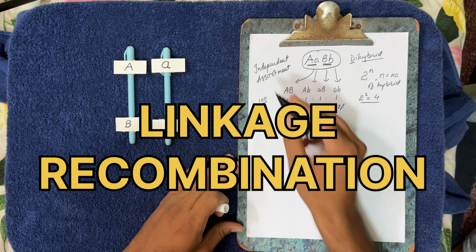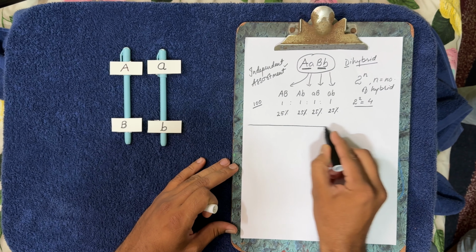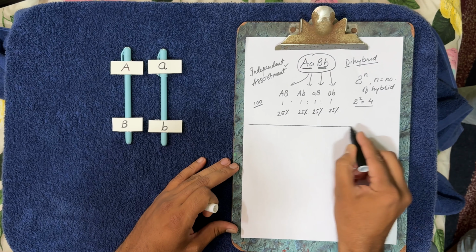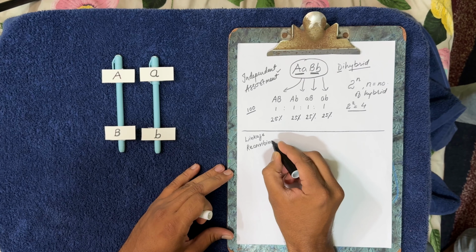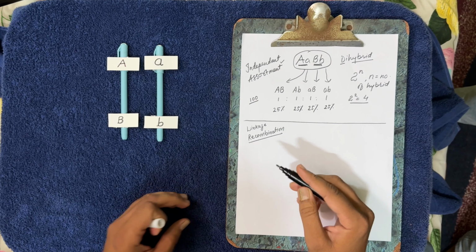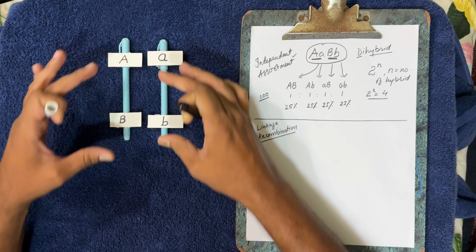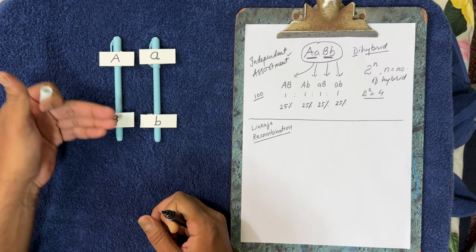So now, after talking about independent assortment, let us try to understand the concept of linkage and recombination. Our next point is linkage and recombination. To understand this, understand that in this particular scenario, both the genes are located on the homologous chromosome, meaning the same chromosome. Both the genes.